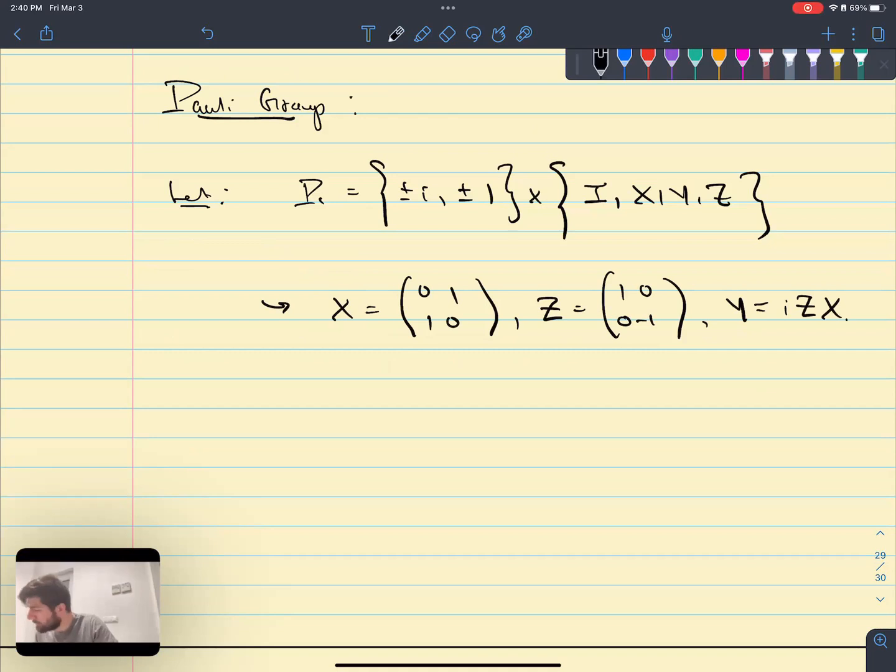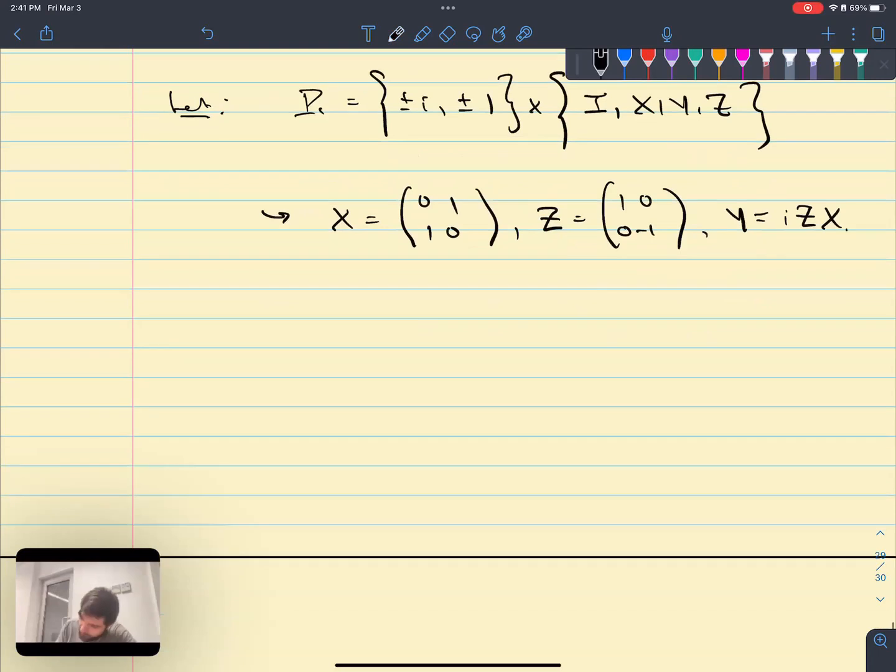So what do I mean by this notation, by the way? I just mean that the Pauli group consists of these operators, each of which can have the following coefficients: plus or minus i, plus or minus 1. So it's these 4 operators times all 4 of these possible coefficients. And so we have some basic properties about these operators that are useful.